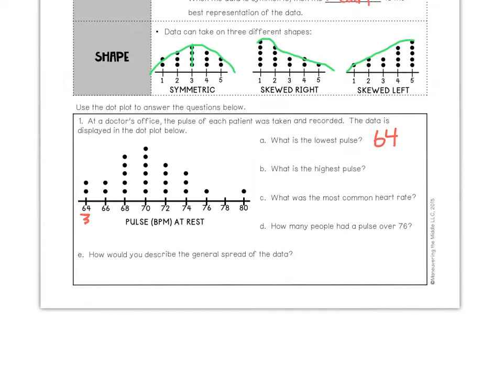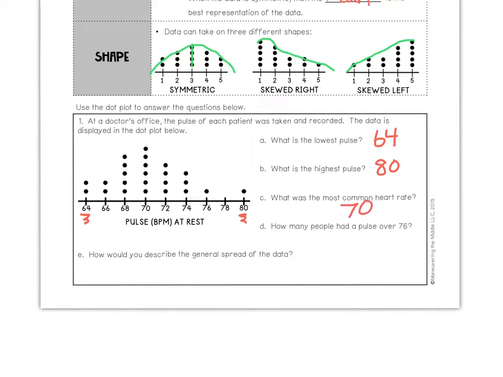What is the highest pulse? All the way at the other end, and that would be 80. What is the most common heart rate? So which one has the most? Each dot is a different heart rate. So 2 people had 64 because there's 2 dots. 2 people had 66. So the one with the most would be 70.